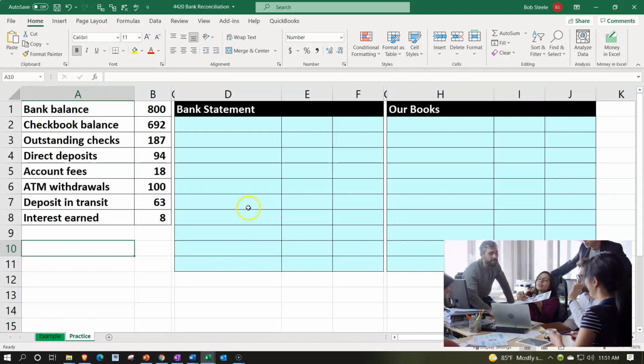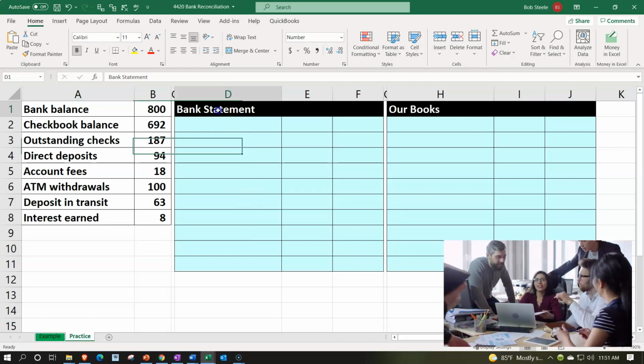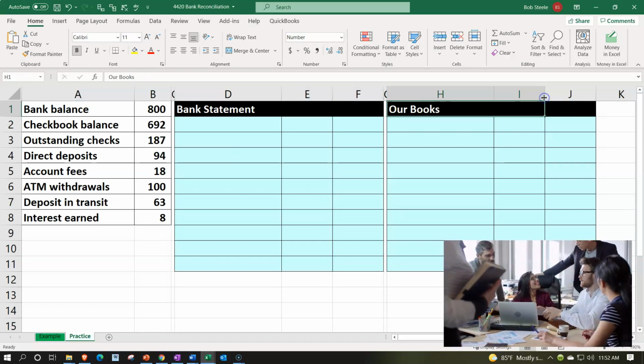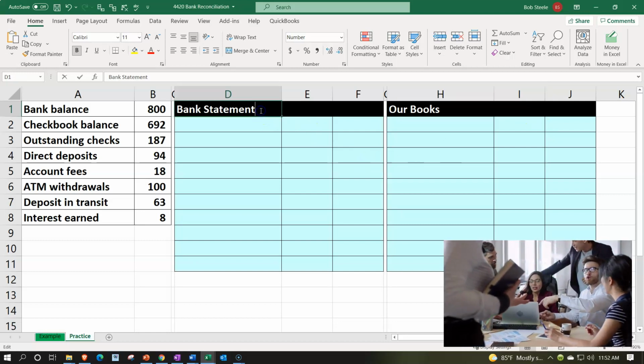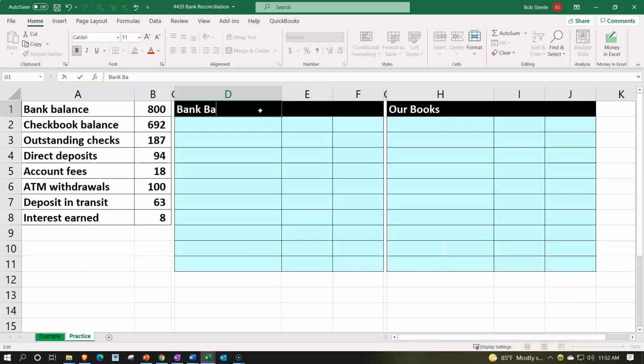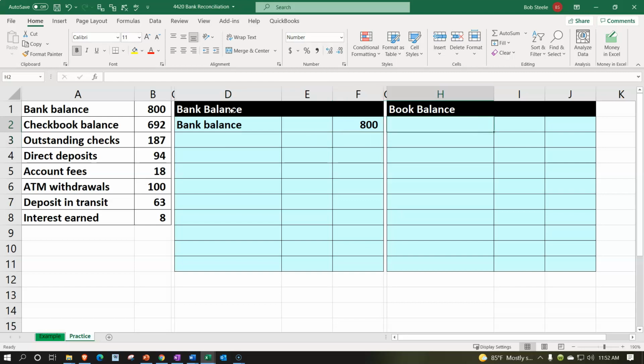Okay, so in the classical example of the bank reconciliation, we'd have two categories: the bank statement information and then our books on the left-hand side. So we've got the bank balance and then the book balance. We're going to imagine we have our bank statement here, and the bank says that we have $800 in the bank. And then on our books, as of the same date, the checkbook balance only has this much, which equals $692 as of the same point.